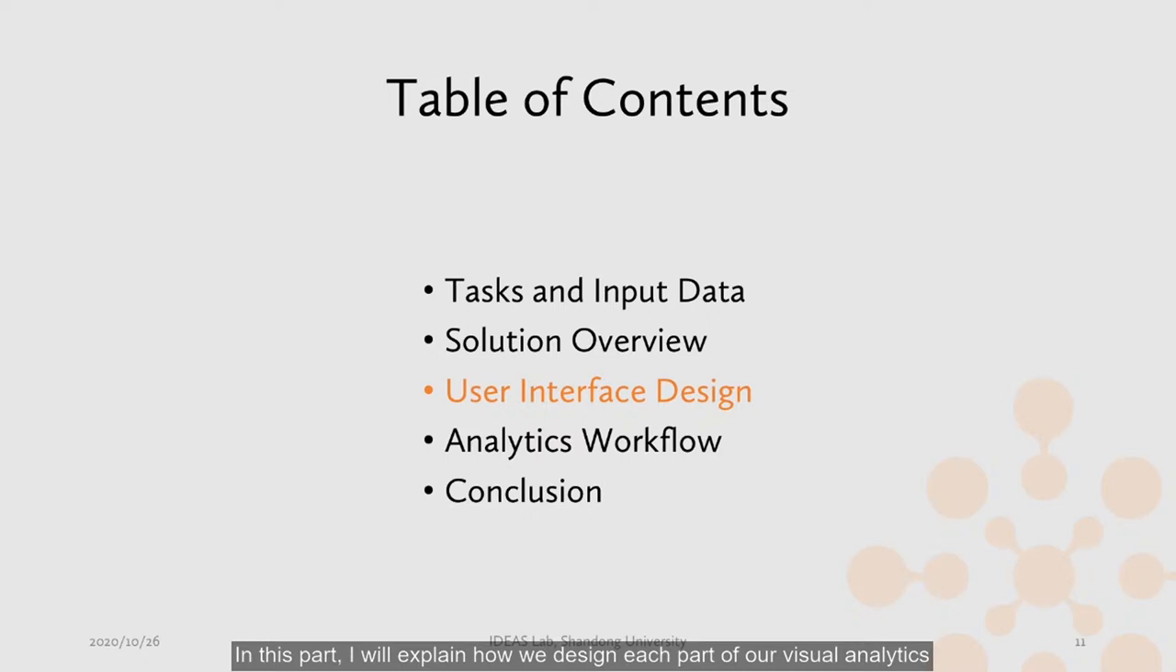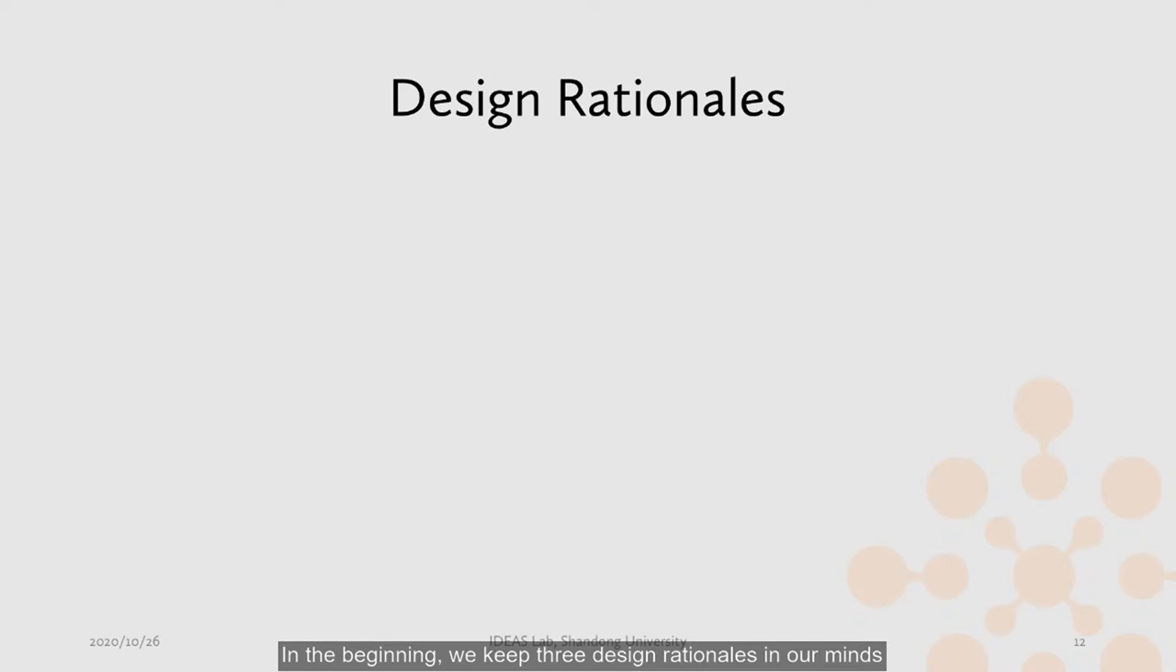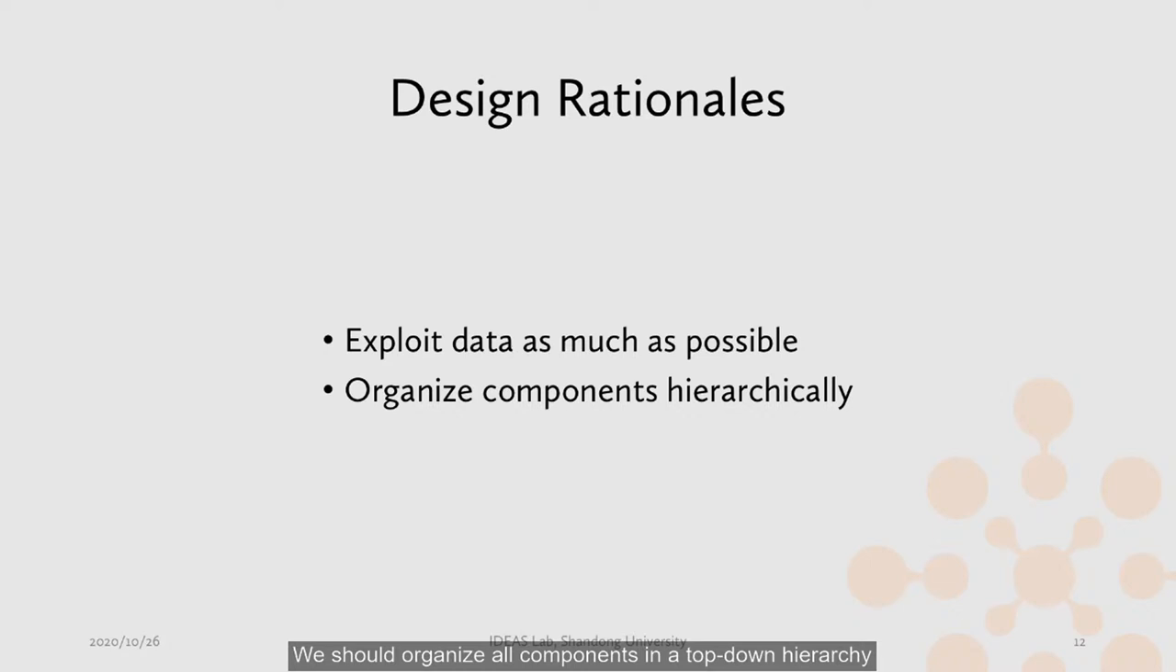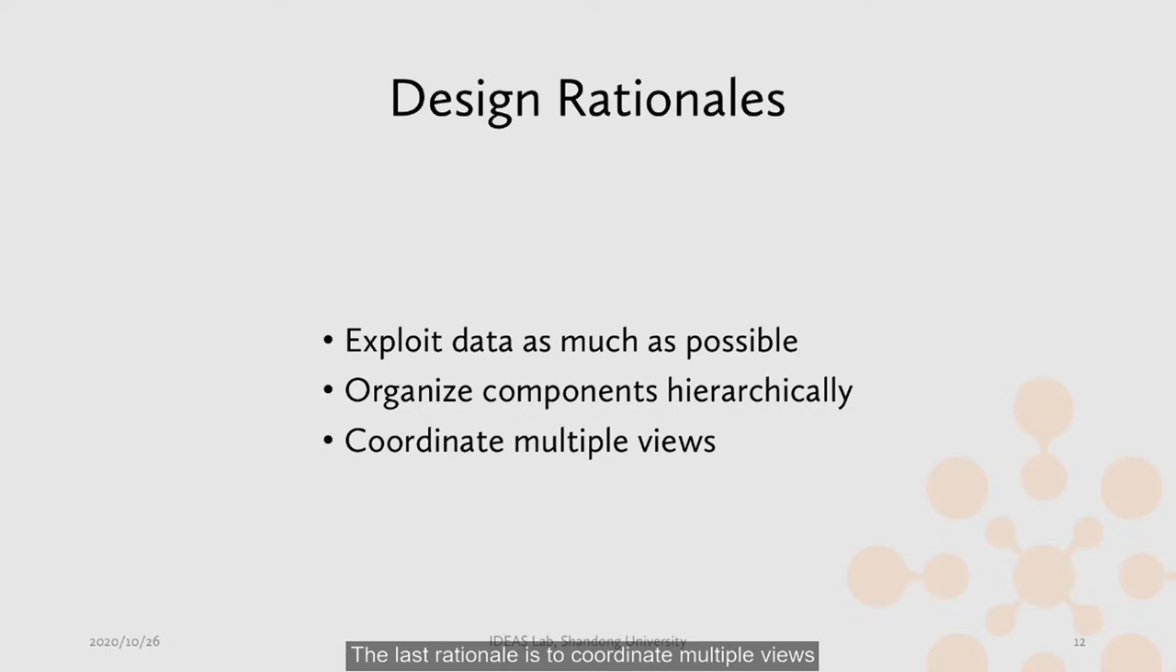In the beginning, we keep three design rationales in our minds. The first is comprehensiveness. Since every channel may play an important role when comparing, components in our system should cover all aspects of data. The second is being hierarchical. We should organize all components in a top-down hierarchy so that users can find the components they want to use easily. The last rationale is to coordinate multiple views. Each component shouldn't work independently. So if users change something in one component, related components should reflect the changes.